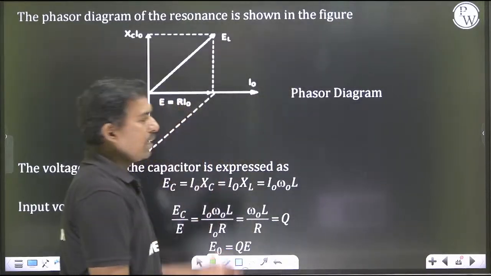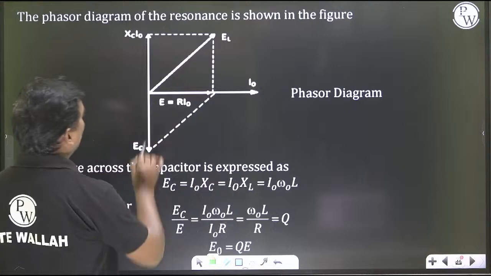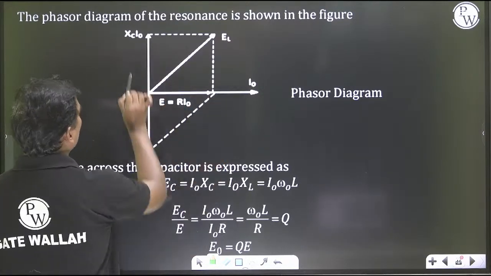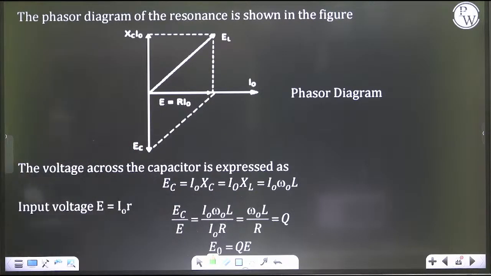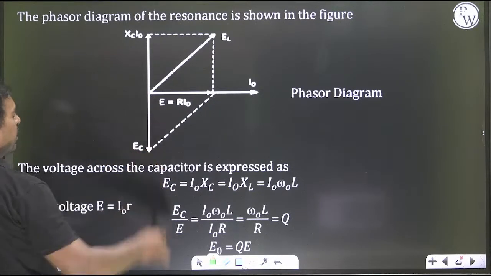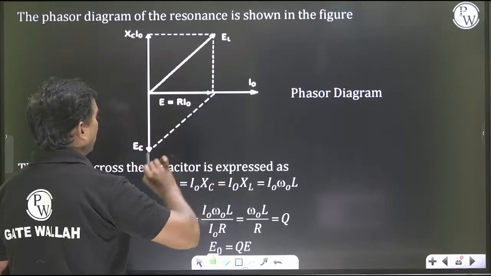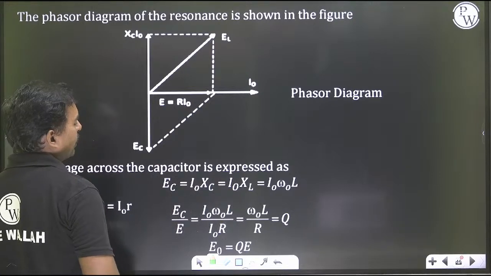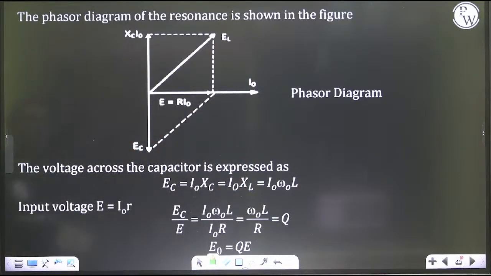If you see the phasor diagram, this is the current passing through the circuit, and the voltage across the inductor is 90 degrees out of phase, that is EL here. The voltage across the capacitor is EC here. If you take the resultant, these both are equal and opposite, so the circuit becomes a resistive circuit.